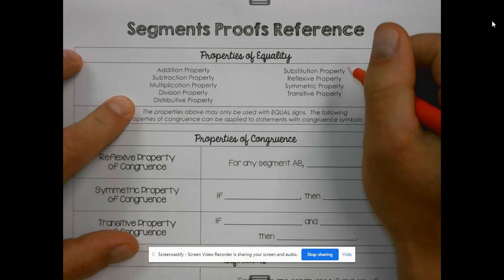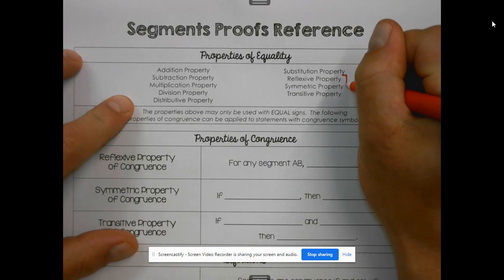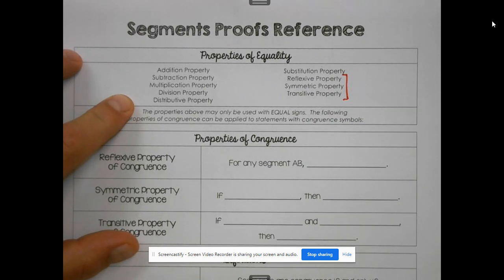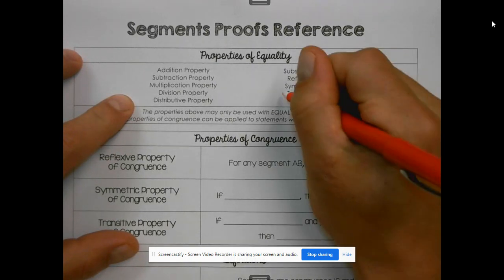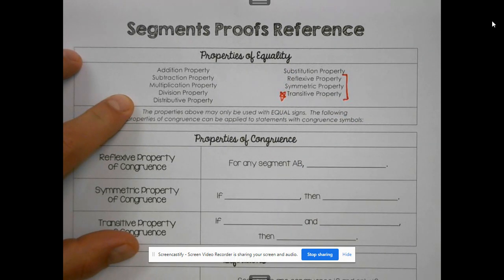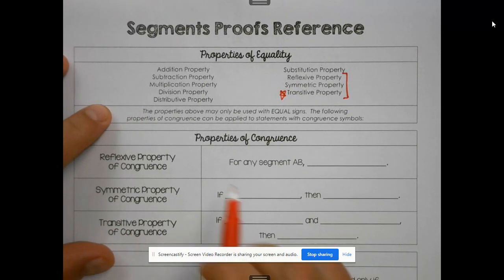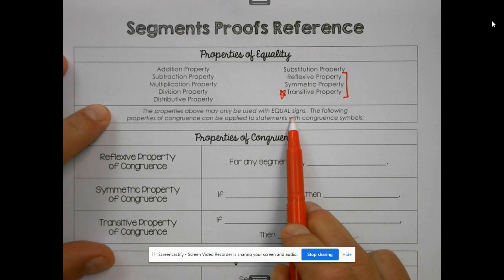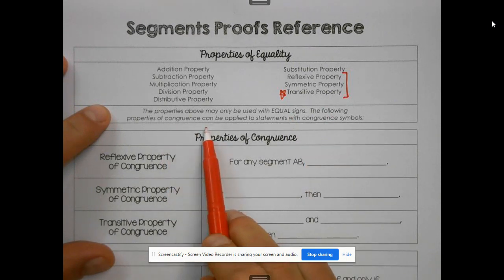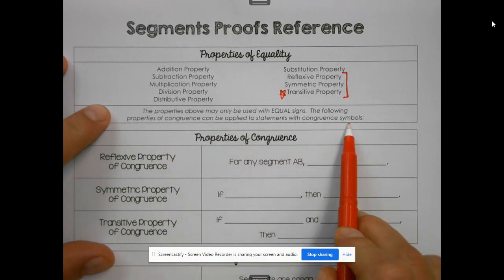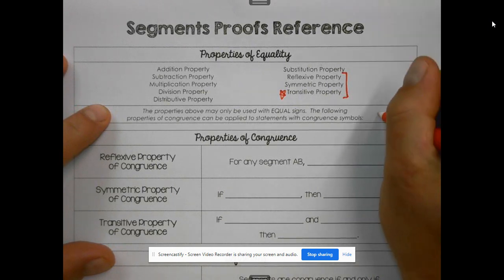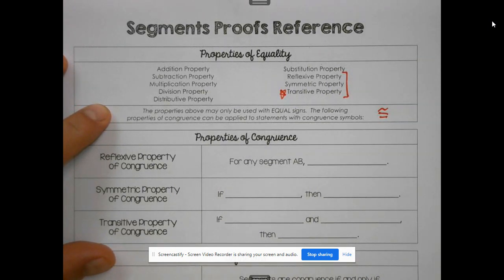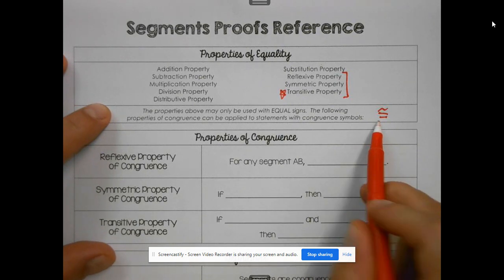We didn't talk a whole lot about these last three here, but with the segment proofs, we're going to use all three of those a lot today, especially your transitive property. All right, here we go. The properties of equality may only be used with equal signs. The following properties of congruence can be applied to statements with congruent symbols. Remember, your symbol for congruence is that equal sign with a little squiggle above it. We use that when we're talking about measurements, basically.